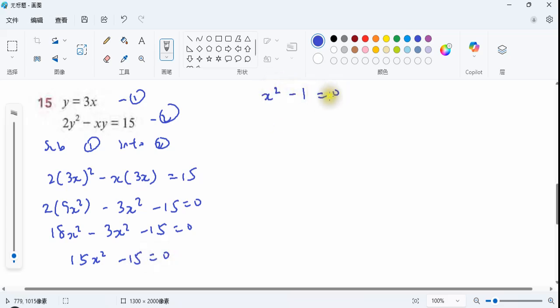So x squared minus 1 equal to 0. 1 is actually the square of 1. So we have (x plus 1)(x minus 1) equal to 0. So x equal to negative 1 and x equal to 1.